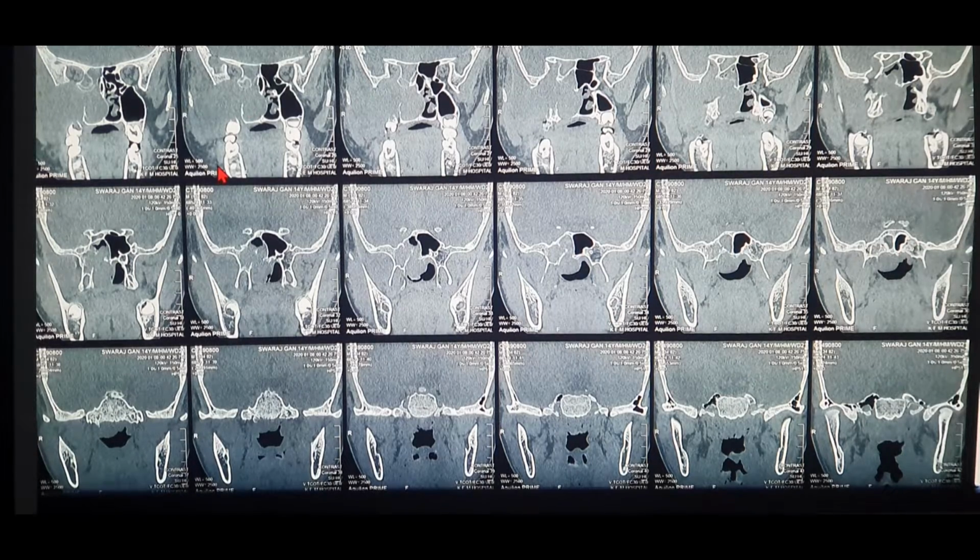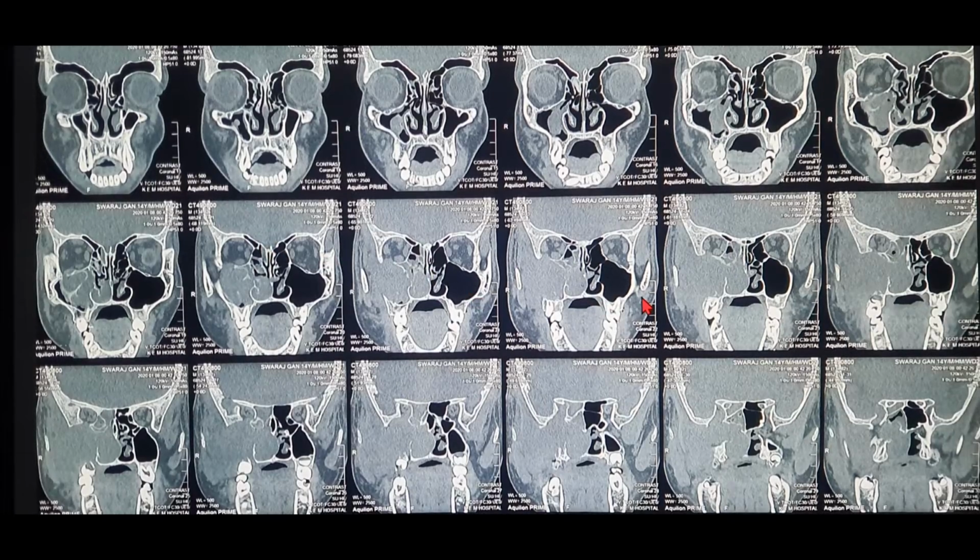Now, to look for the normal side sphenopalatine foramen, you have to follow the left maxilla, which is the normal side. You have to go up to the posterior most aspect of the left maxilla, and as you can see over here, this area is the left side posterior most aspect of the maxilla. I'll just zoom in on this for you guys.